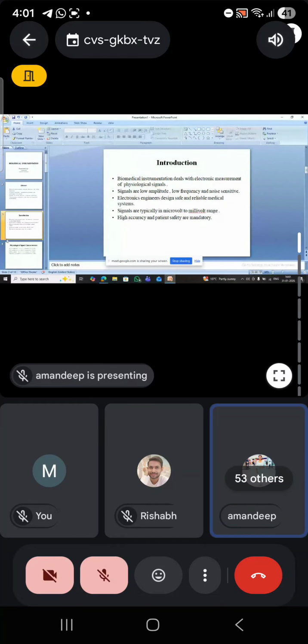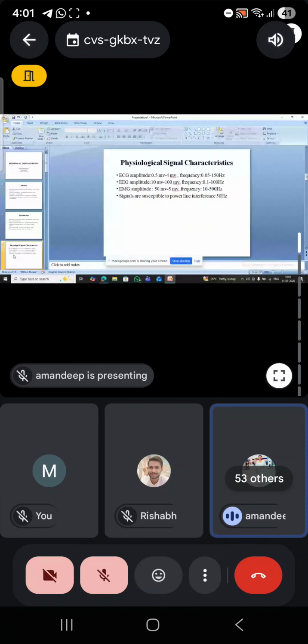Now, what are the physiological signal characteristics? ECG amplitude is 0.5 millivolt to 4 millivolt and frequency is 0.05 to 150 hertz. For EEG, amplitude is 10 to 100 millivolt and frequency is 0.1 to 100 hertz. EMG amplitude is 50 microvolt to 5 millivolt and frequency is 10 to 500 hertz. These signals suffer power line interference at 50 hertz.